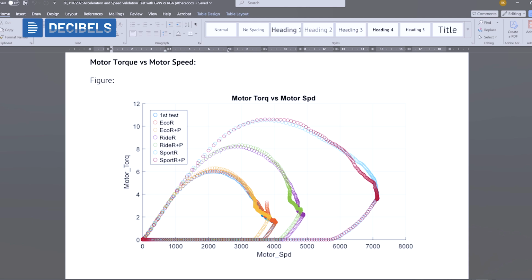So this is a graph where we have the motor torque on the y-axis and the motor speed on the x-axis, where we can map different operating points of a motor, and at what speed, what torque it is delivering. We can see for different modes how the operating points lie on this graph.